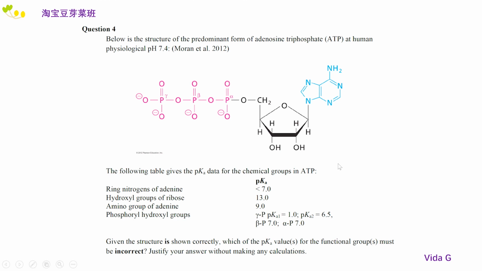Let's do a question. So which pK value is incorrect? The answer is this one. So the amino group of adenine. This one is incorrect. This is not 9. Okay. Let's say why this happened. So pay attention. This is pKa, not pKb. Okay, pKa. So this one should be smaller because it has a resonance structure here, a conjugated double bond.